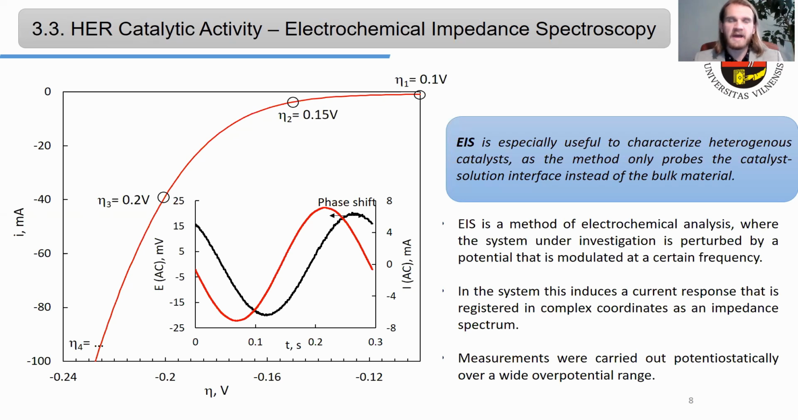that is modulated at a certain frequency. This induces a current response. This current is registered and mathematically transformed into an impedance spectrum. Impedance measurements are typically performed potentiostatically. So for our system, we chose overpotentials over the entire experimental range, from minus 0.1 to minus 0.3 volts, to encompass all possible kinetics of hydrogen evolution.